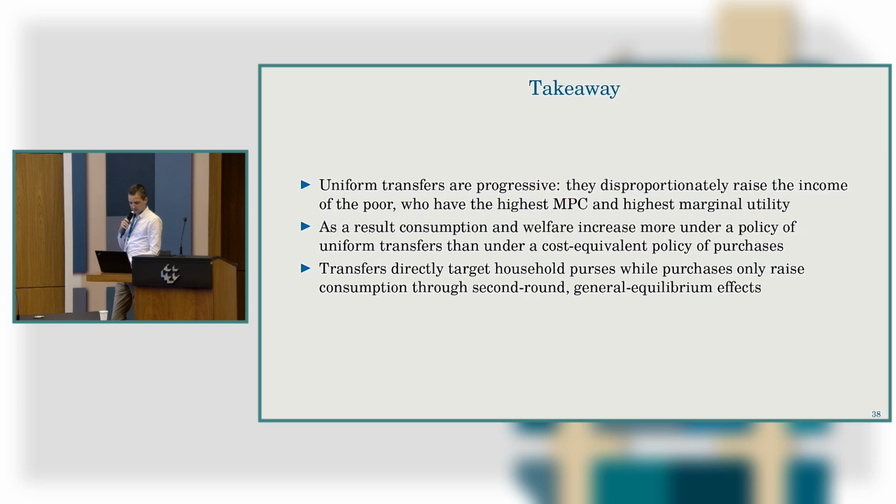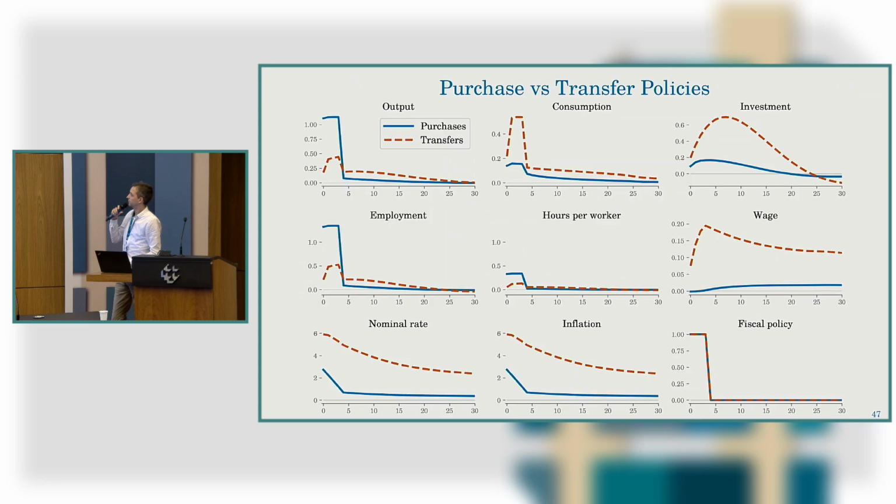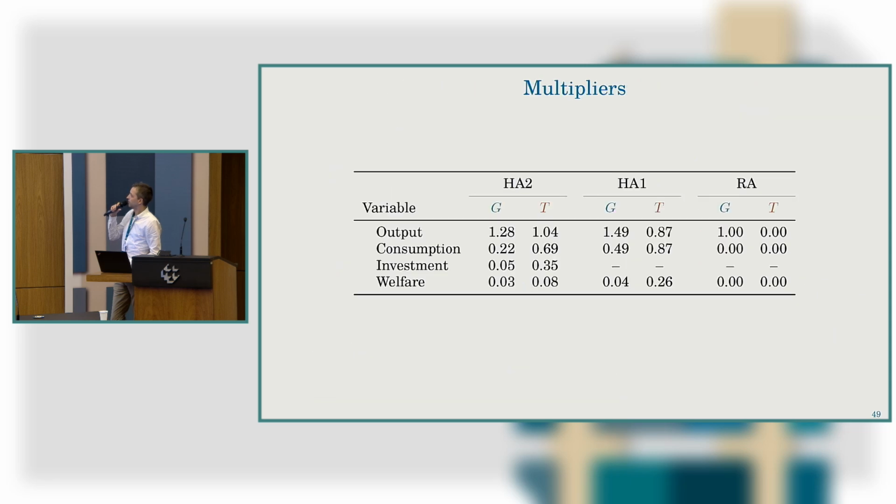Okay, so I have 20 seconds. We have an extension with unemployment and two assets. I'm going to skip this in the interest of time, but basically we find the same. Okay, I'm going to conclude.